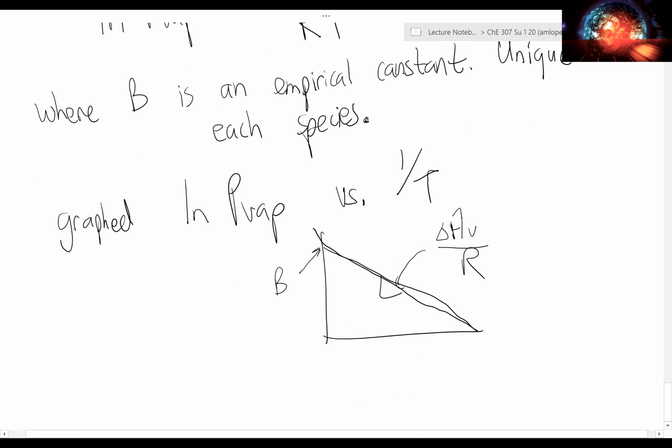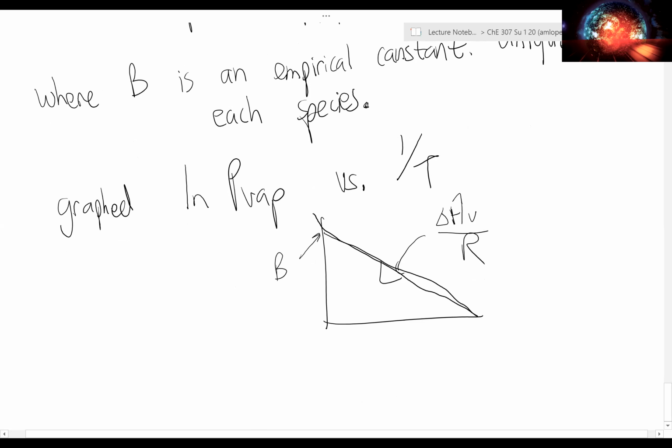And so it's useful in that it's a good way to get vapor pressures experimentally, primarily because you can take data, graph it, find the constant, and then use that going forward to estimate vapor pressures at varying temperatures for a particular substance.